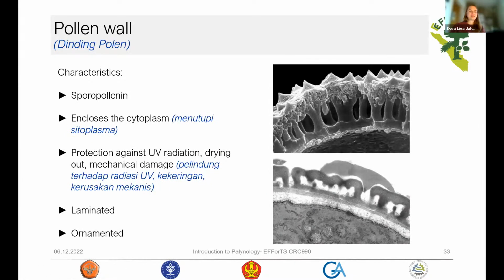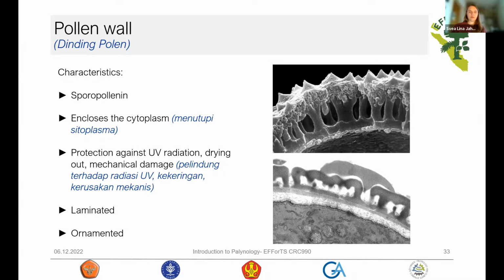Which leads me now to one of our last morphological features, which is the pollen wall itself. So the pollen wall is composed majorly, as I mentioned before, out of sporopollenin, which is this organic compound which is so resistant to decay, to acids, to weathering, to everything. It encloses the cytoplasm. So inside of the pollen grain, usually you have the cytoplasm, as you can see it in the lower picture here on the right.